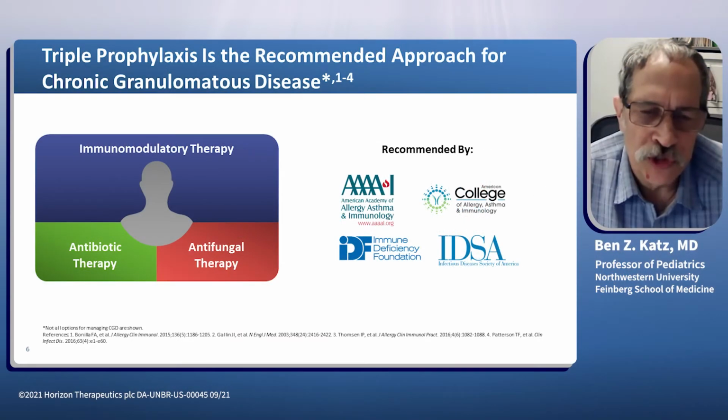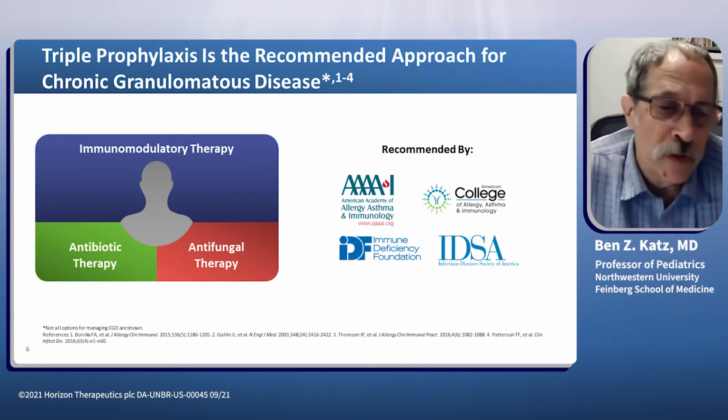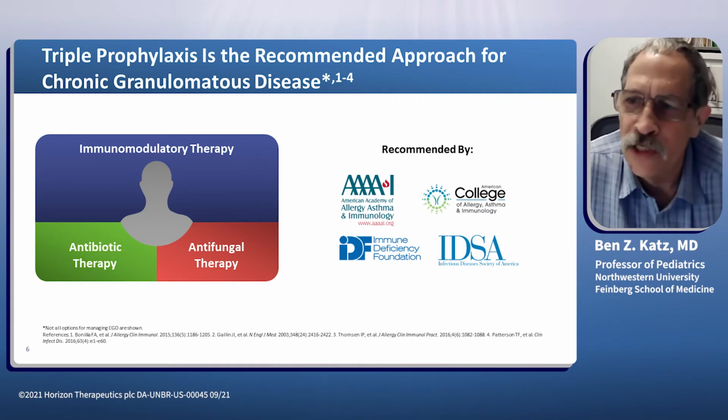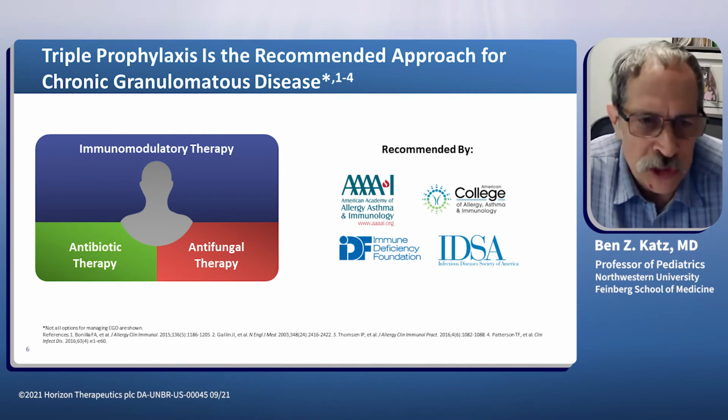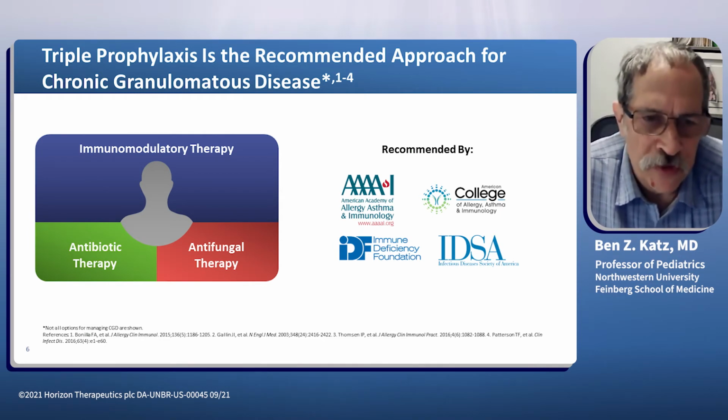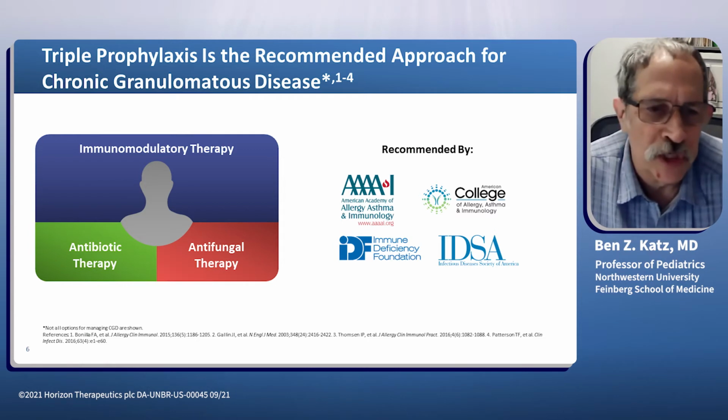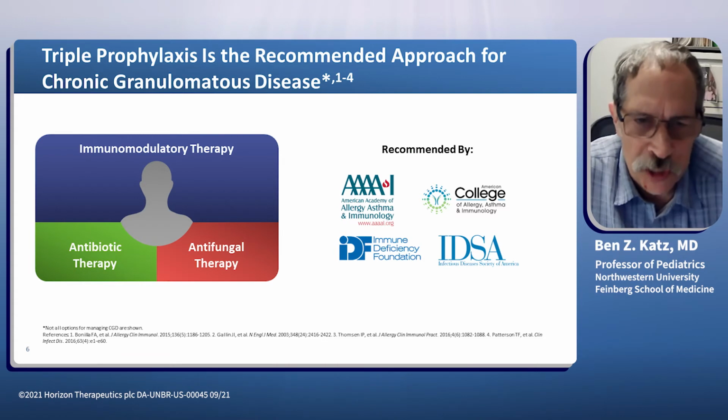Therapy of CGD consists of prophylactic therapy with antibiotics and antifungal agents. When the disease was first described, as I mentioned, the children were dying at very young ages. People started using antibiotics, and the children started to live longer. Many retrospective studies by the early 80s show that Bactrim was a very effective prophylactic agent, and that's become pretty standard to use as antibiotic prophylaxis in patients with CGD.